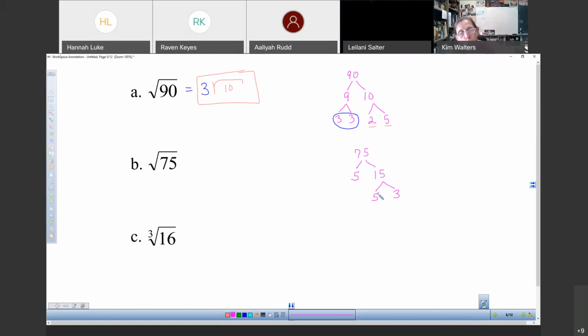What do I have 2 of in my list of prime factors? And in this one I had 2 3s. What do I have 2 of here? Yep, I have 2 5s. So 5 is going to come out in front of my radical. And I'm going to be left with the square root of the only thing that's left, which is 3. And that is my final answer. So the square root of 75 is 5 times the square root of 3.